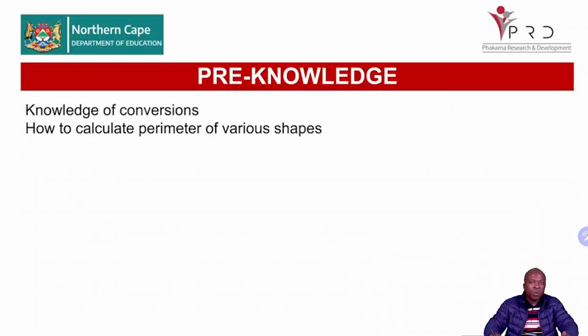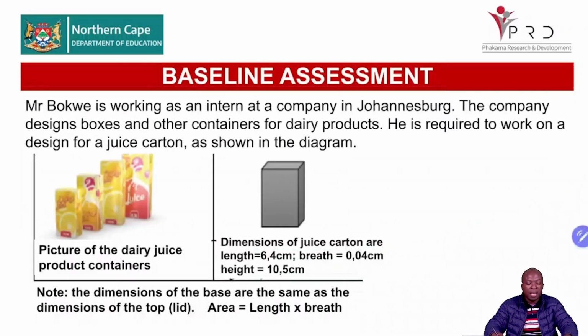What do we expect you to know by this time? Your knowledge about perimeter will be very important. Even the knowledge from grade 10 and 11 in terms of area and surface area will help a lot. So here we go. Let us start. We want to do a little bit of baseline assessment. We want to judge ourselves to see what we already know.